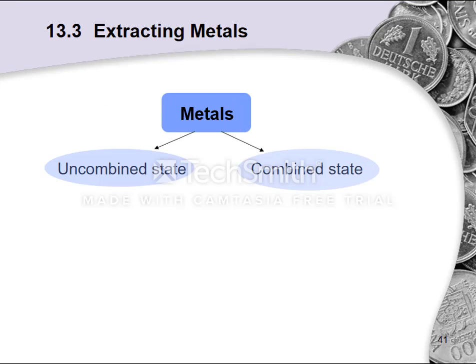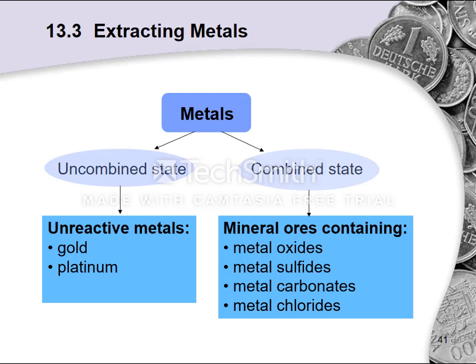Now, metals can exist in uncombined or combined states. In uncombined states, they are basically the unreactive metals like gold and platinum. Because they are unreactive, they don't react to form compounds easily, and hence they can be obtained from the ground in uncombined state. To get gold, you probably just need to dissolve away the sand and melt down the gold. There's no need for any chemical reactions.